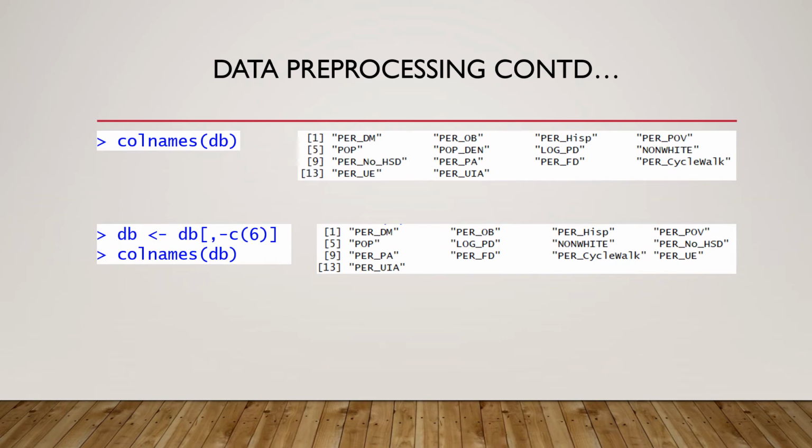So to get to know the index of population density, I use the colnames function and observe that it would be the 6th column. And then in the next step, I would remove the column at index 6 and I would just use colnames to ensure that population density is dropped.